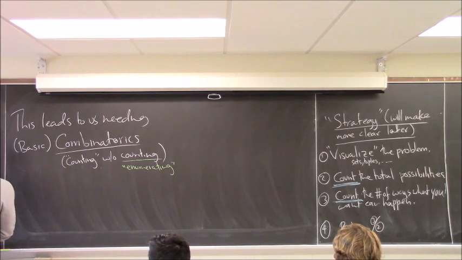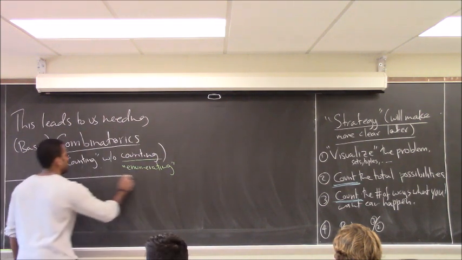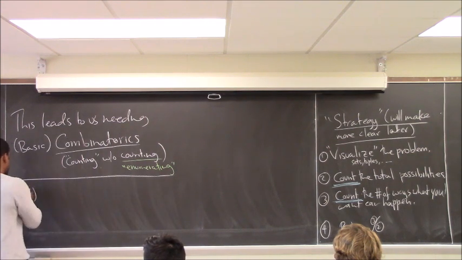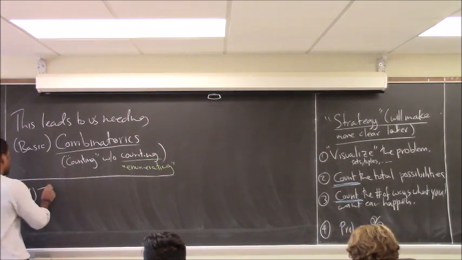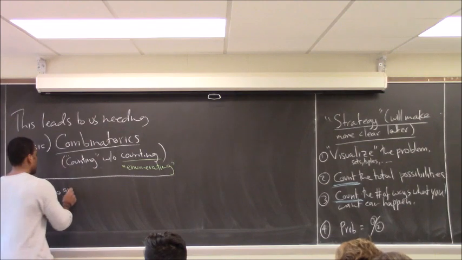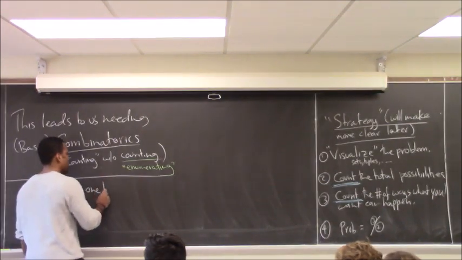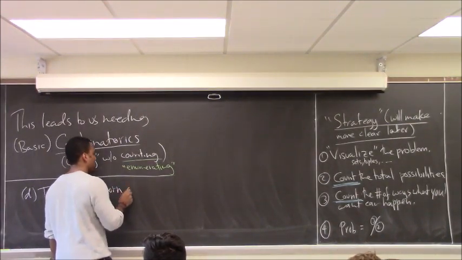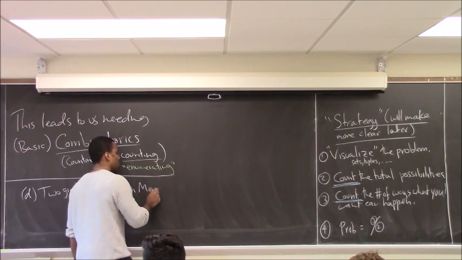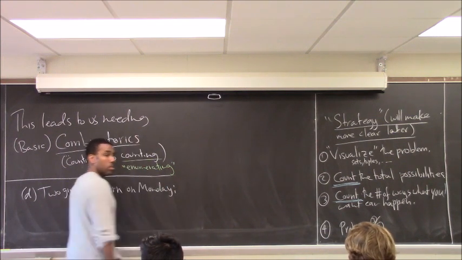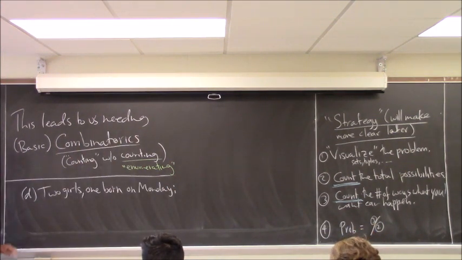By the way, what about the last problem? The 2 girls, one born on a Monday. Tell me how you would visualize that. Yeah? Do the same thing as step B, because the born on a Monday is irrelevant. It's not irrelevant.